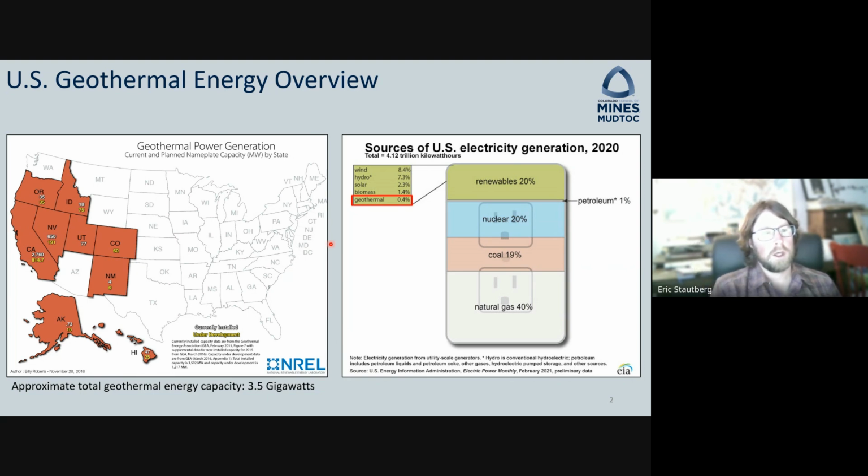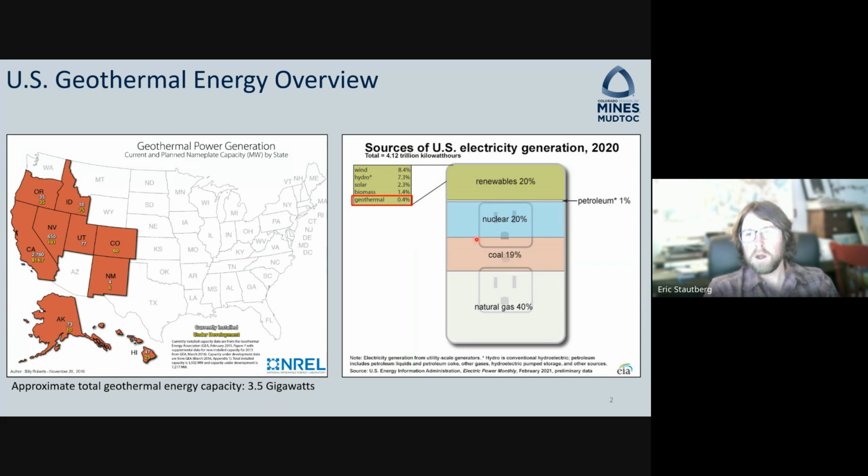the U.S. The map on the left is from NREL, the National Renewable Energy Lab here in Golden, Colorado. It's a little outdated. It's from 2016, but it still gets the same point across, showing which states produce geothermal energy and how much they currently have installed. Again, this is a little outdated. These numbers have probably gone up a little bit since 2016. But roughly, we're at about 3.5 gigawatts of installed geothermal capacity to generate electricity here in the U.S. And of course, mainly from the western U.S.